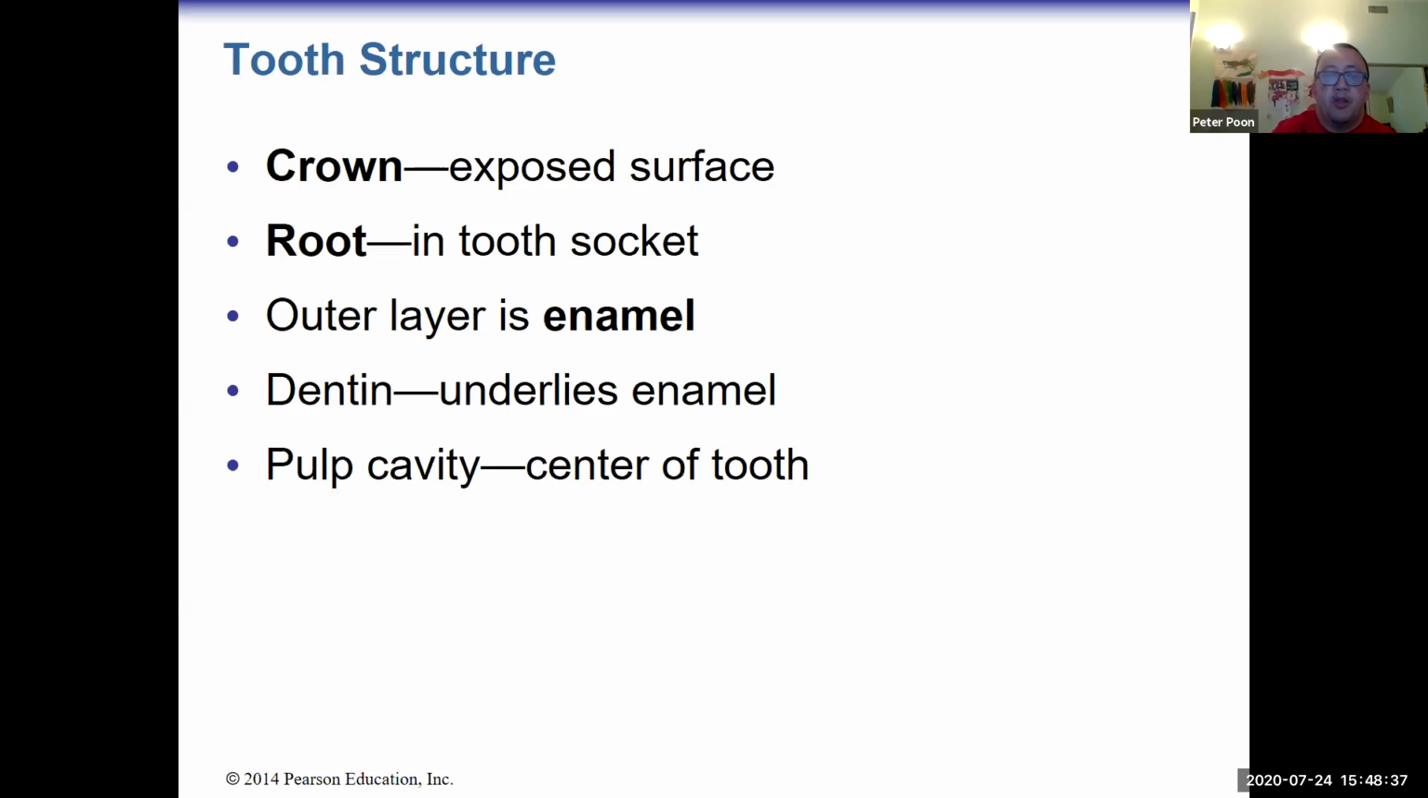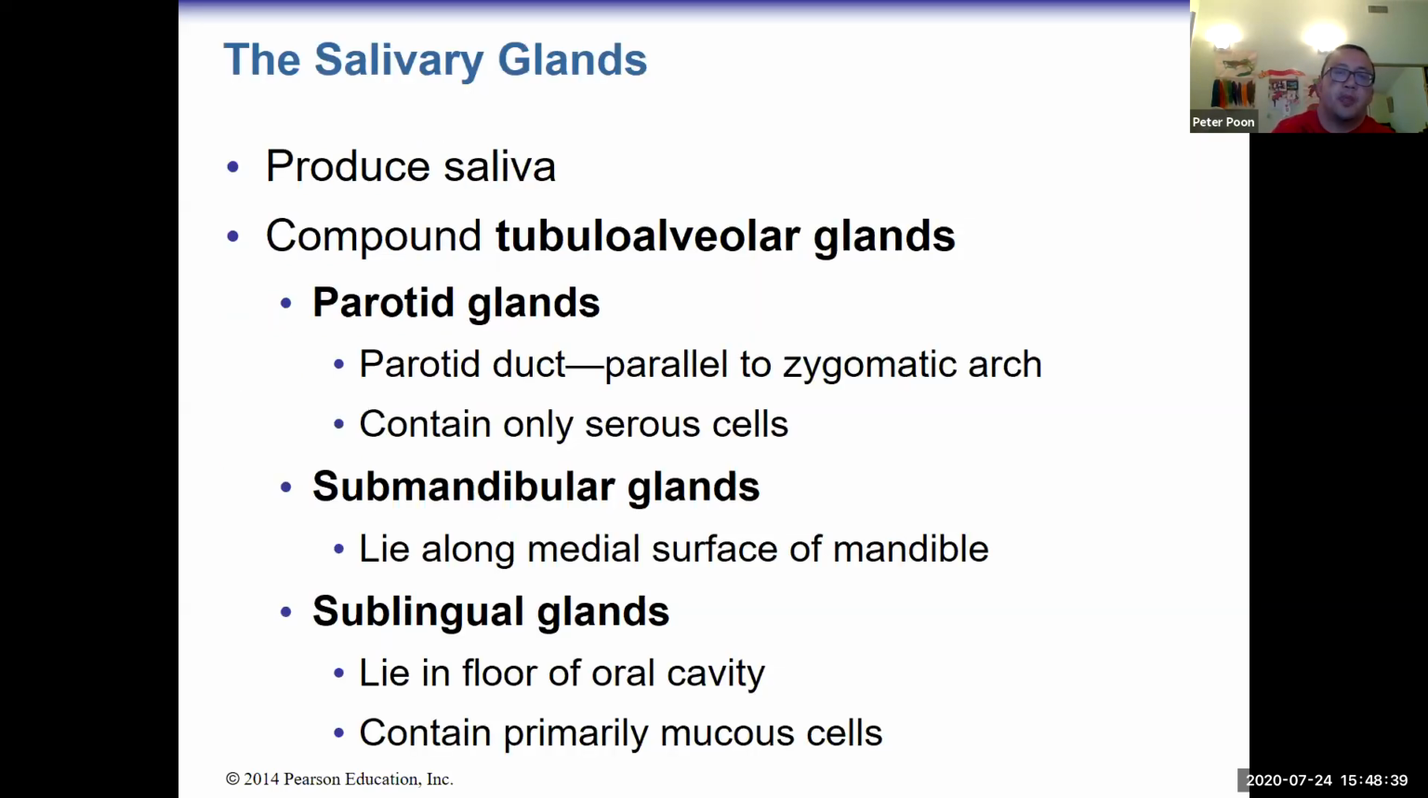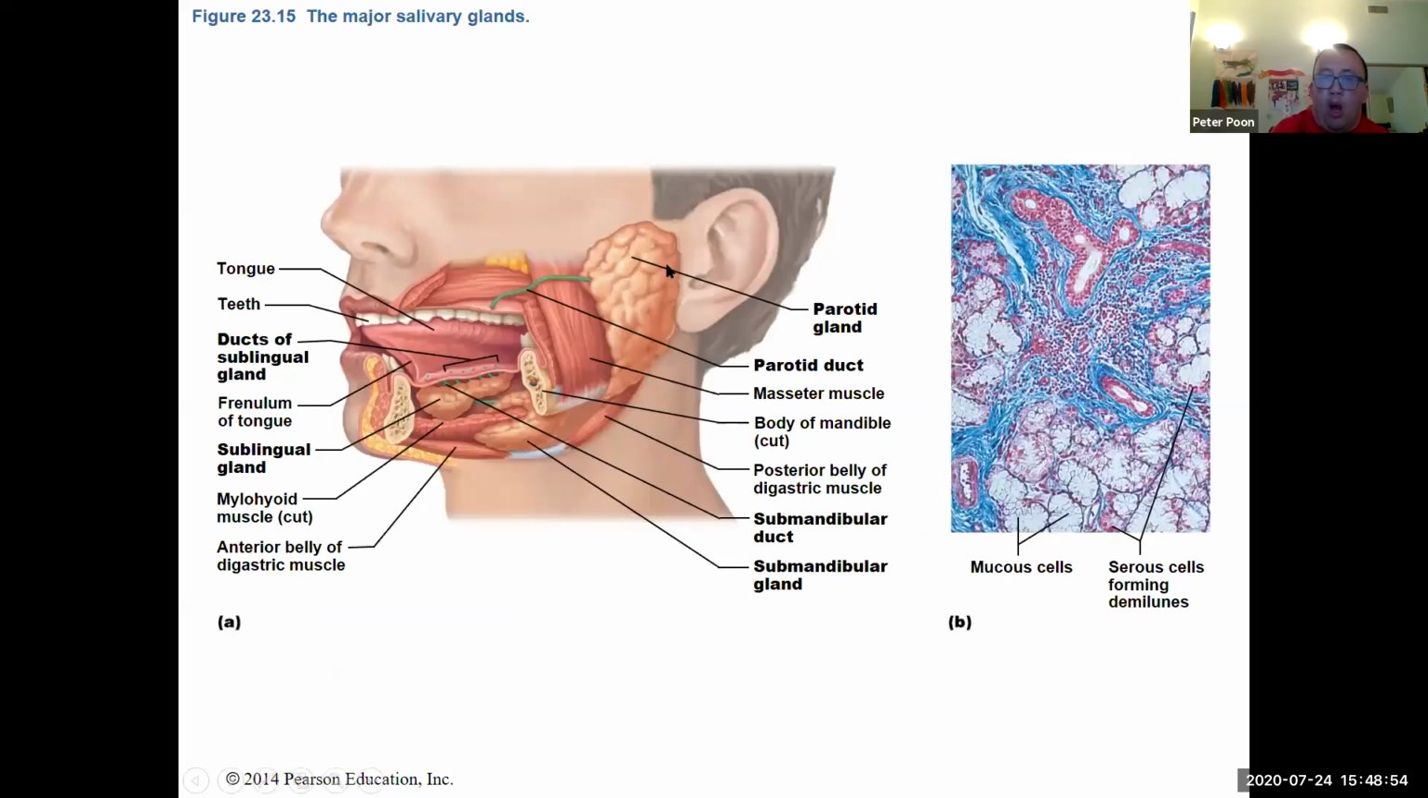We'll skip the tooth structure. The job of the salivary glands is to produce saliva. Saliva is produced by the parotid, the submandibular, and the sublingual. So parotid gland right here, submandibular, and sublingual.